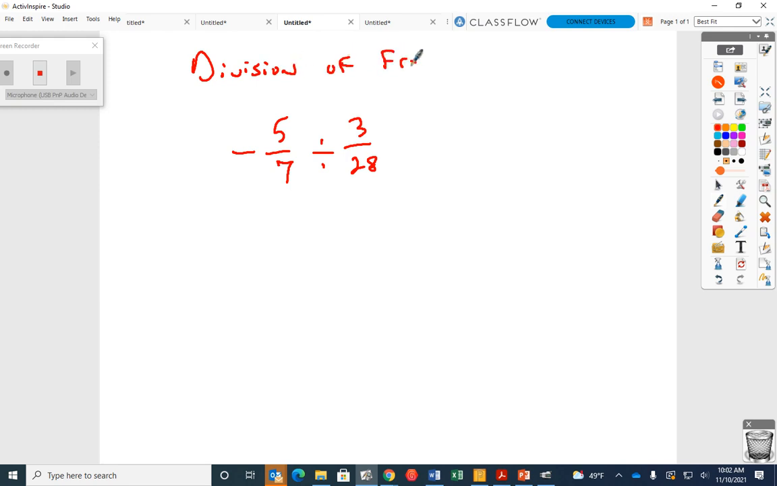Division of fractions rule: copy, dot, flip. Now, copy means that first one, is that going to change at all? Copy means it's the exact same thing, right? So this is negative 5/7.